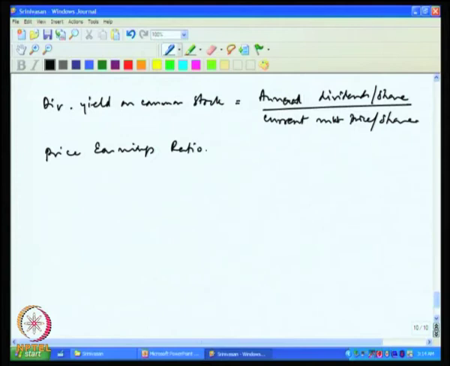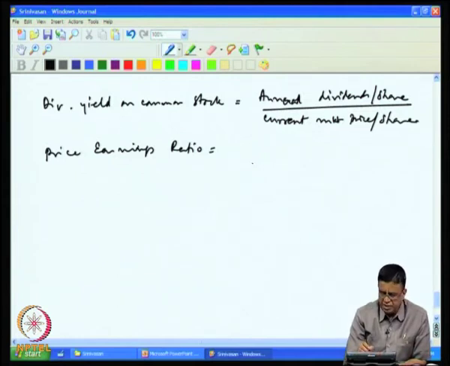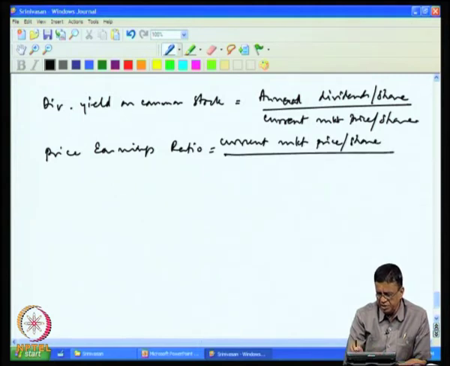Price earnings ratio. How do you calculate this price earnings ratio? It is calculated by the current market price per share divided by the after tax earnings per share.